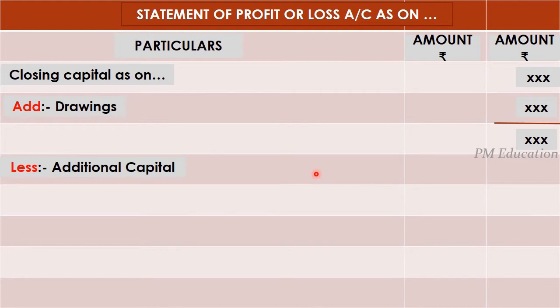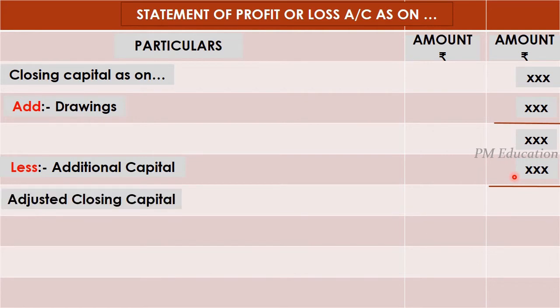Next, less additional capital. Additional capital is the amount which the owner has brought inside the business as additional capital. Now the amount is written in the outer column. Now we are going to subtract this additional capital from this total. For this, first we should draw a line here, then from this amount this additional capital should be subtracted, and the name for this amount is adjusted closing capital.